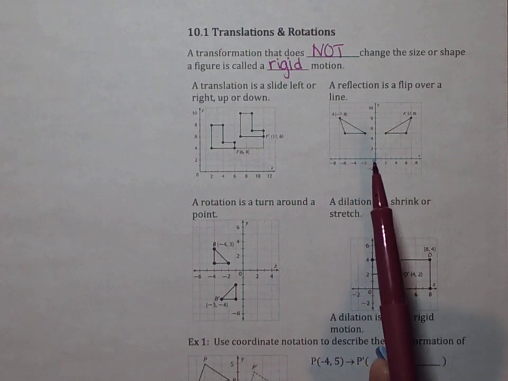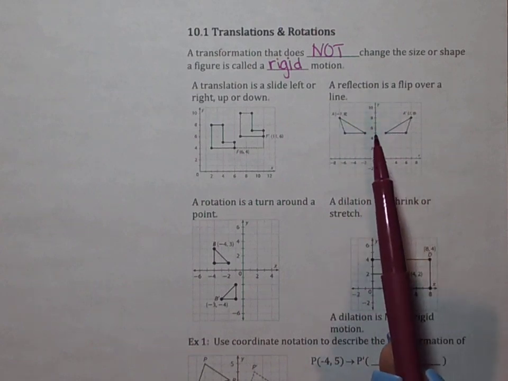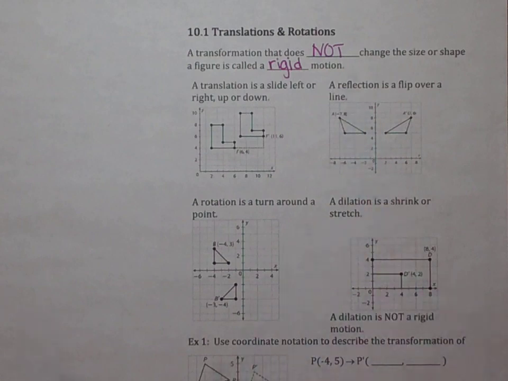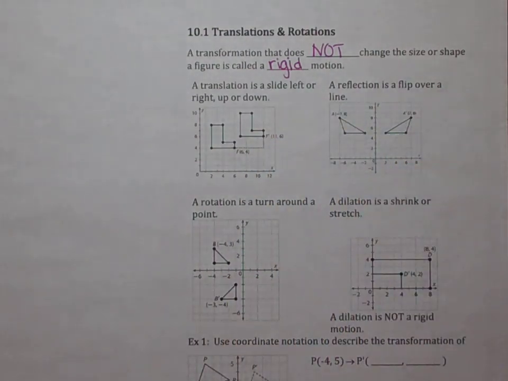Reflection, which is this example, is where we're just reflecting the image across some line. So in this example, they've reflected it across the y-axis. Just like when you see in a mirror, it's just the flipped image of it.